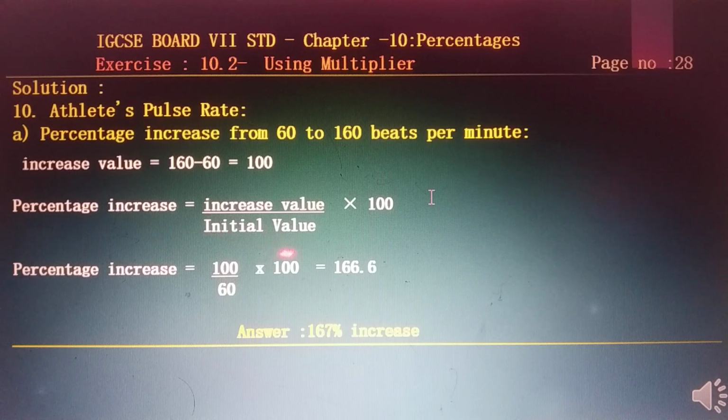Percentage increase formula: increase value upon initial value. What is the initial value? 60. So 100 upon 60, we are getting 166.6, rounding off to 167. Here the 0 cancels, and we are putting 166.6.